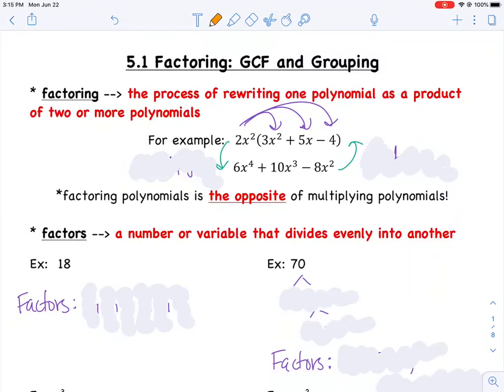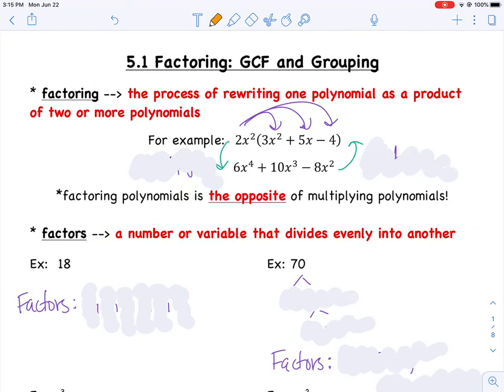Right, we're going to start into chapter 5, and I would say that chapter 5 is probably the most important chapter that we are going to cover in this class. It has to deal with factoring, and you are going to be factoring in almost every other chapter that we do, and you'll probably be factoring in almost every single other math class that you take from here on out. So factoring is really, really, really important.